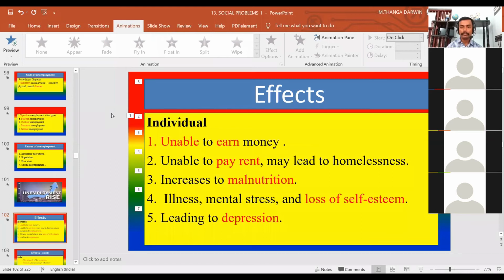Effects: unable to earn money, these are individual effects. There is no job, there is no money. Unable to pay rent, there is no money, what happens? Increased malnutrition, poverty. The loss of self-esteem that leads to mental illness, major depression.